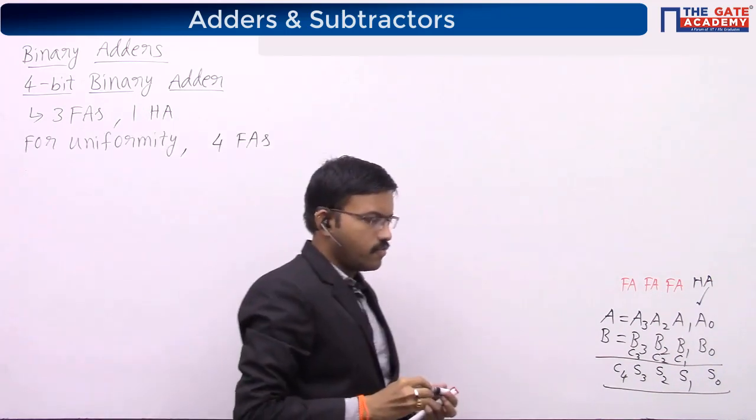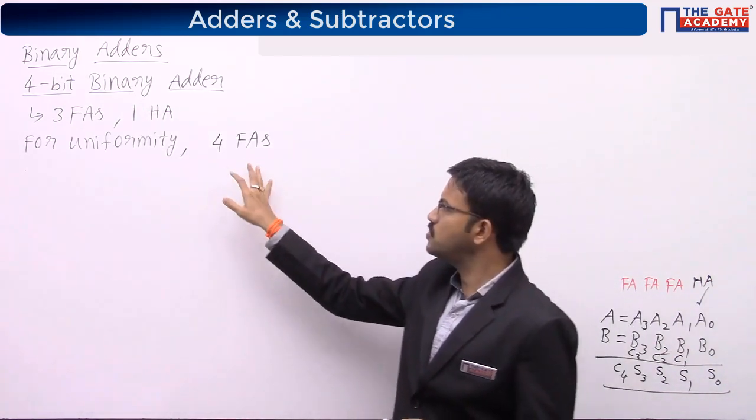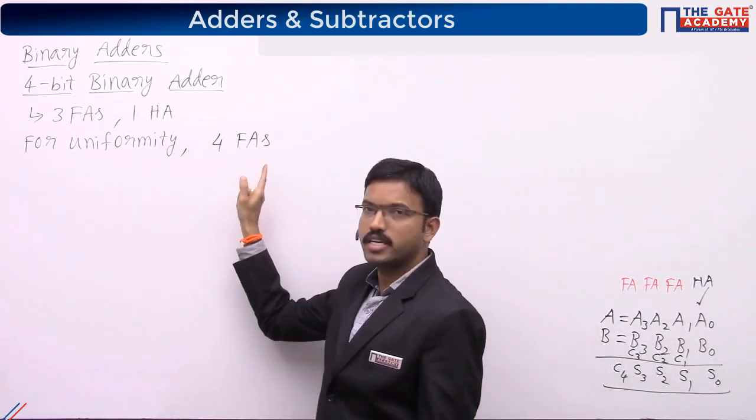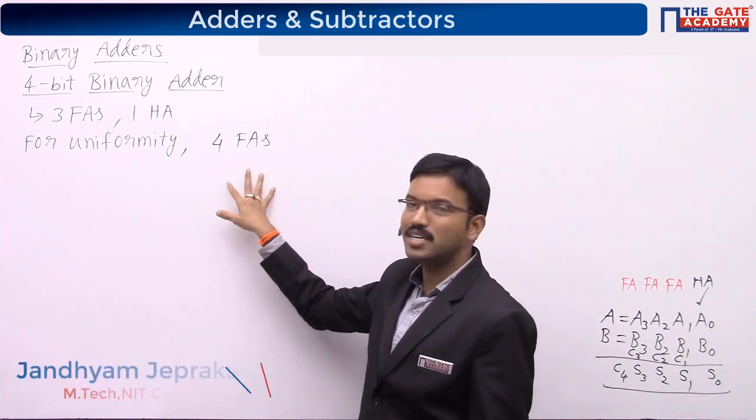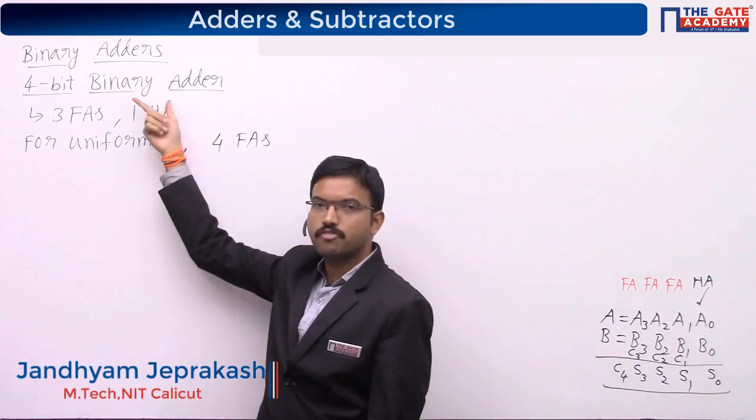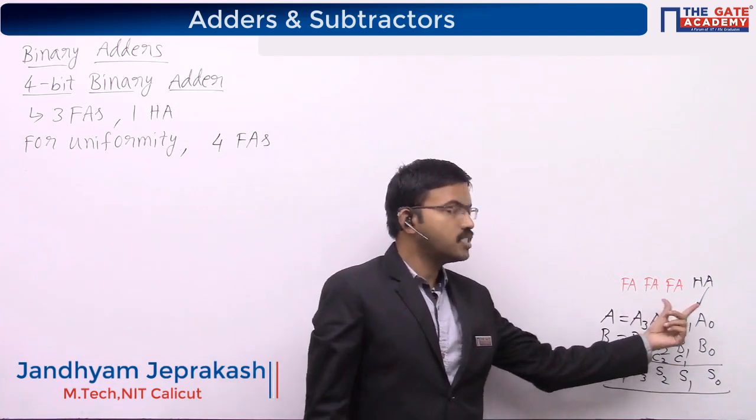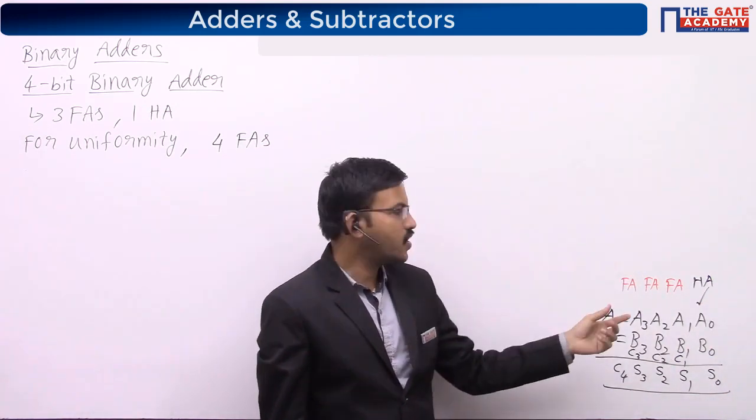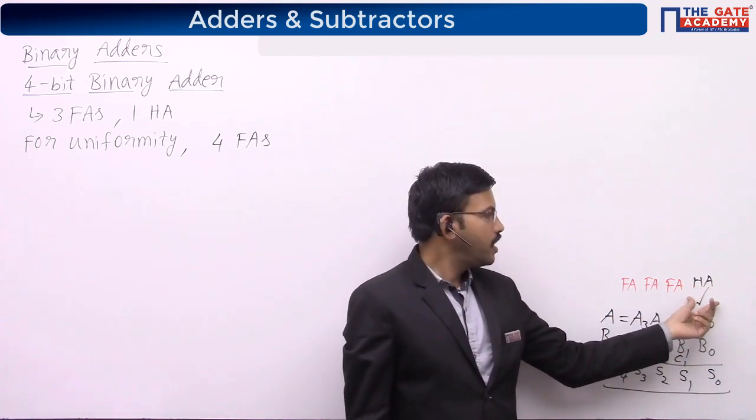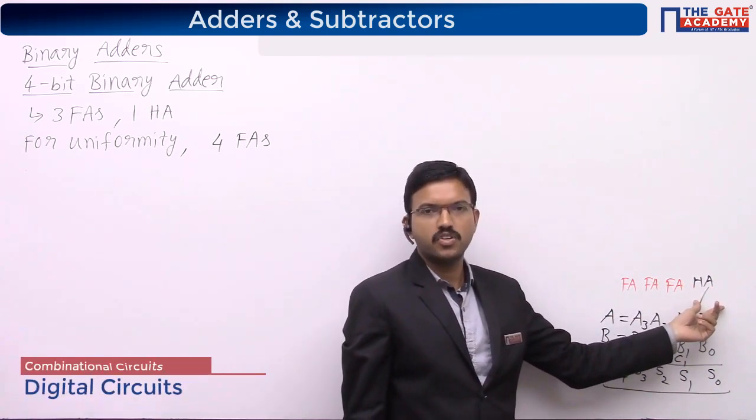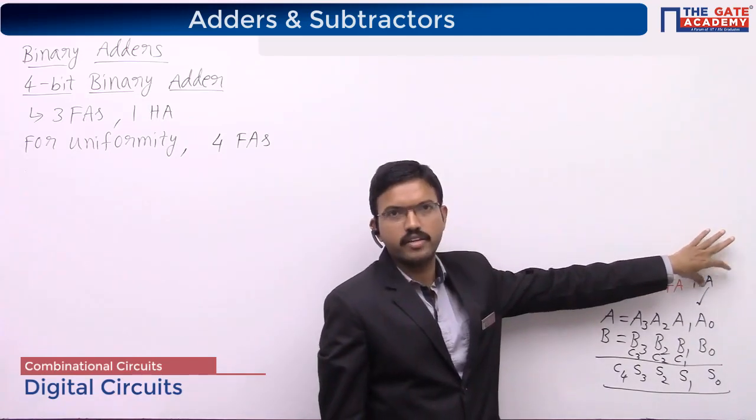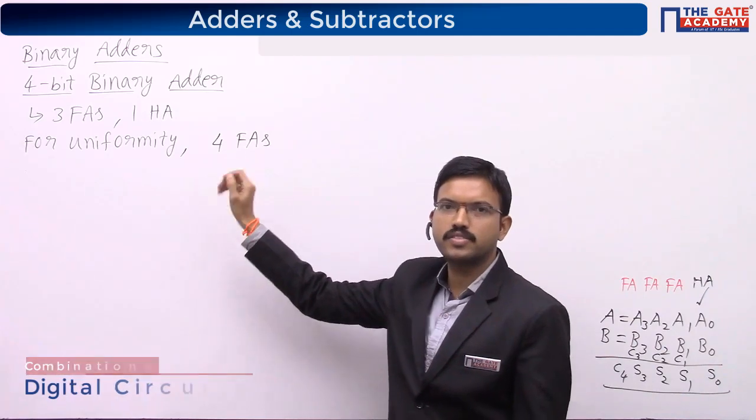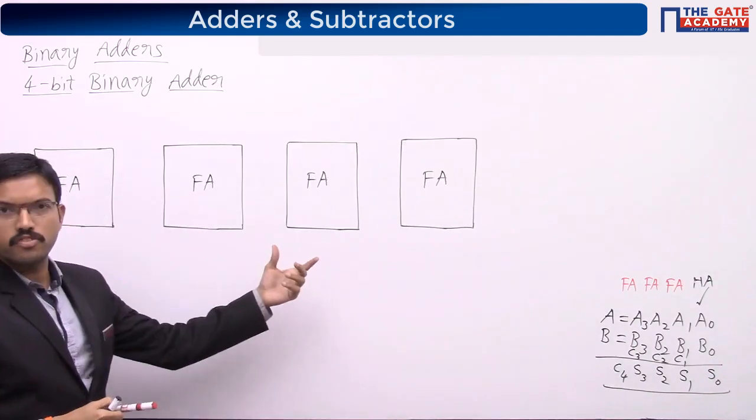For uniformity, we will use 4 full adders. I will mention the reason why I am using a full adder in the place of a half adder a little later. Uniformity means all adders will be of the same type. So for uniformity, I am considering a full adder here also in the place of half adder. Here I am using 4 full adders.